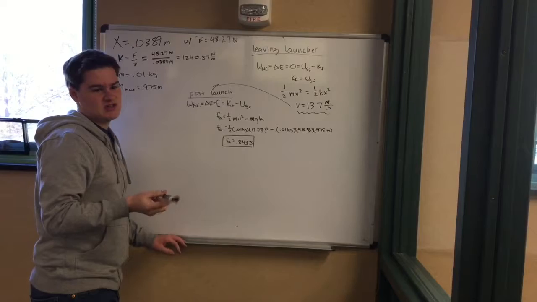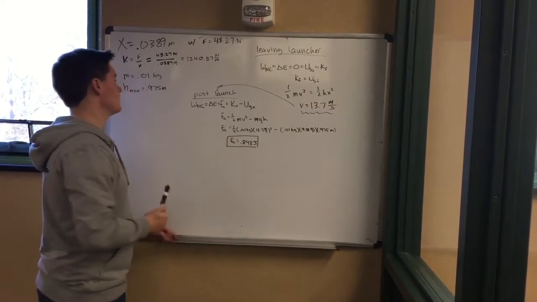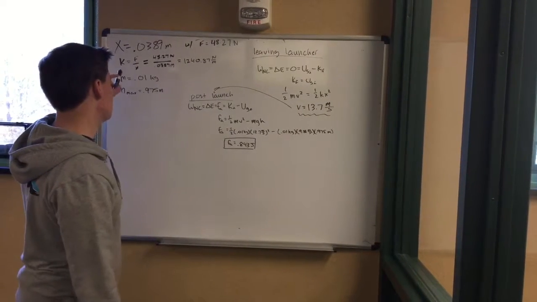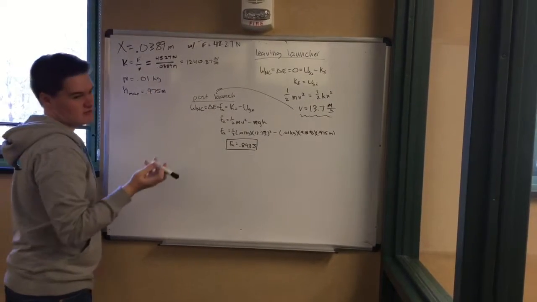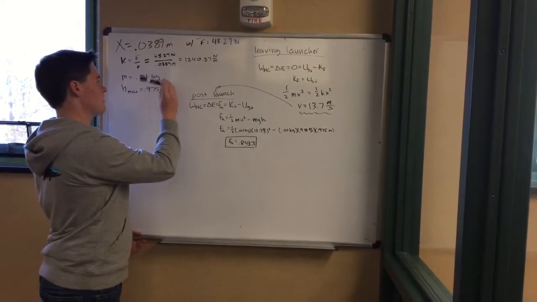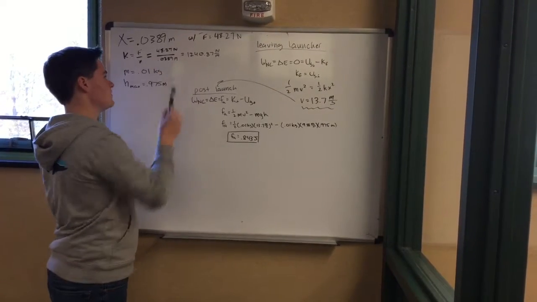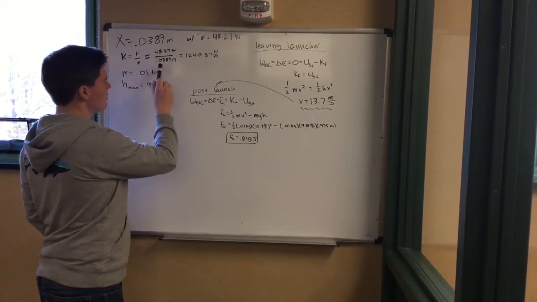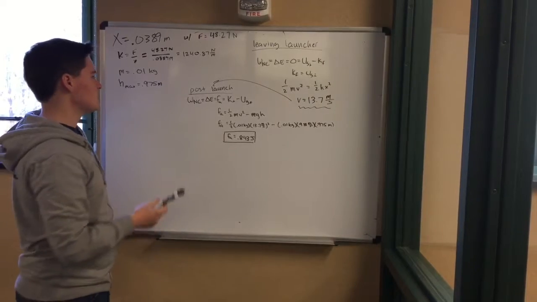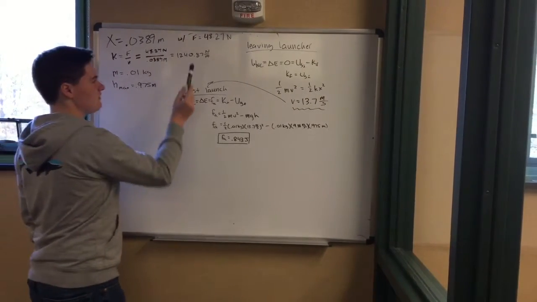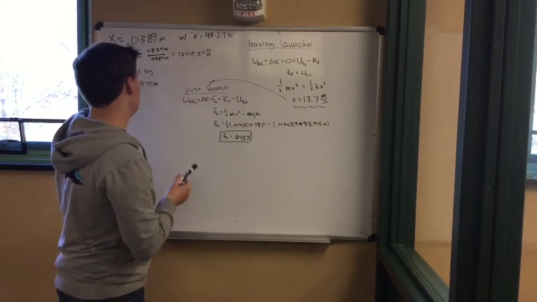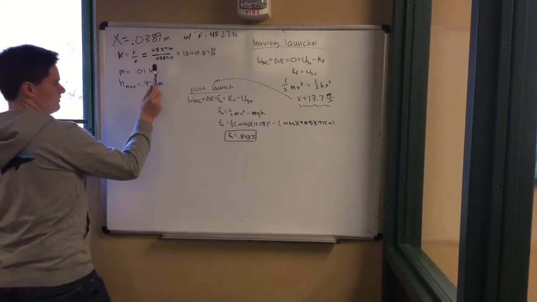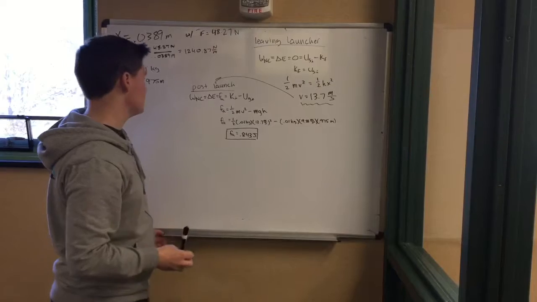So with that information we can find a K value for our spring. To find K, we know that because of units, K equals F over X, F over distance. So with that we can say 48.27 newtons divided by 0.0389 meters is going to equal our K value of 1240.87 newtons per meter. And we measured the mass of our ball to be 0.01 kilograms.